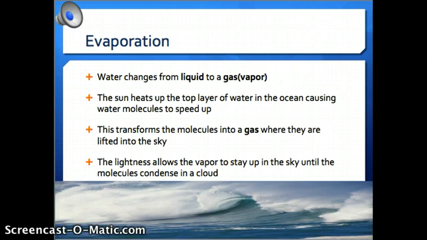This stage connects the ground to the sky in the water cycle. The liquid state of water is heated up by the sun until it gets so hot that it rises as a vapor and drifts upwards towards the sky until it collects in a cloud.